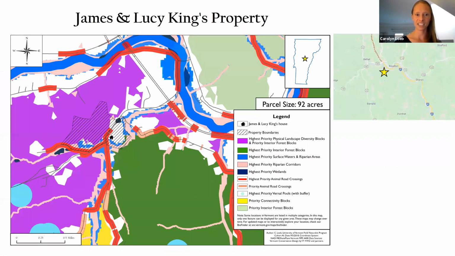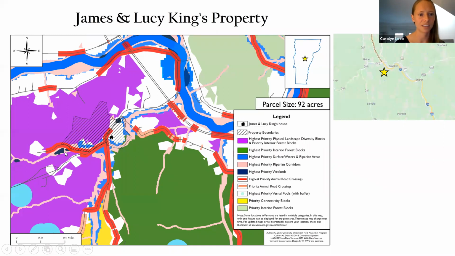And finally, here's the local layer. So over here on the left side of the screen, you can see their property boundaries hashed in kind of a black gray. And now you can firmly see that part of their property is highest priority physical landscape diversity block. So that's the part that is the unique soils and geology that are very important to the state.